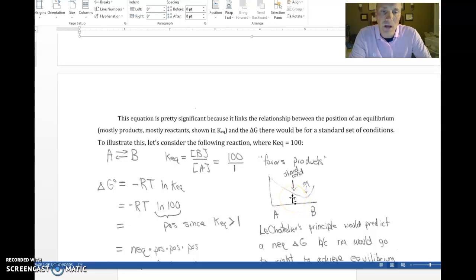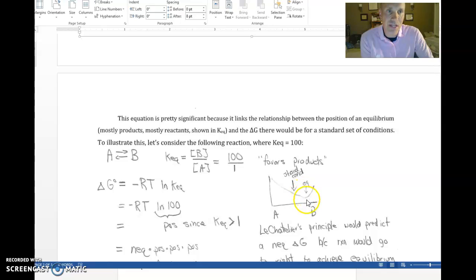So earlier we showed these reaction graphs, where you had free energy over here, and this would be all A, all reactants, and this would be all products over here. And if something favors products, that minimum energy would be more towards the right. So remember, this is going to be where the reaction is at equilibrium.